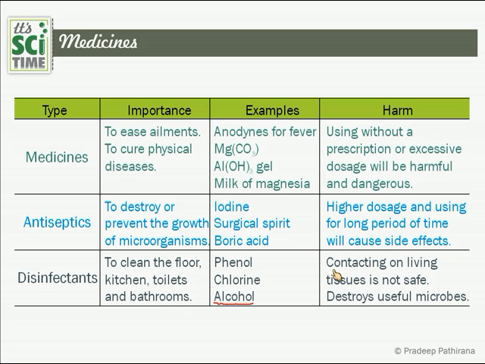To clean the floor, kitchen, toilet, bathroom, nowadays we use them to clean our hands as well. And the harm is that contacting living tissues is not safe, but using the 70% alcoholic one is not harmful to use with living tissues. Phenol or chlorine, handling or touching them is very harmful to living tissues. The other harm is that this destroys useful microorganisms as well. And these are the things about the chemicals used as medicines, antiseptics, or disinfectants.